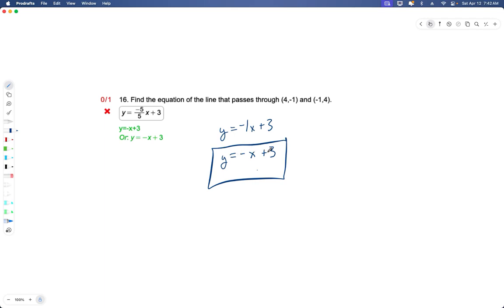y is equal to -x plus 3, because you have to reduce that fraction. Otherwise, you did the math exactly the right way. You just forgot to reduce your fraction. So not a big deal. Good job, sweetheart. Let's look and see if there's anything else you need help with.